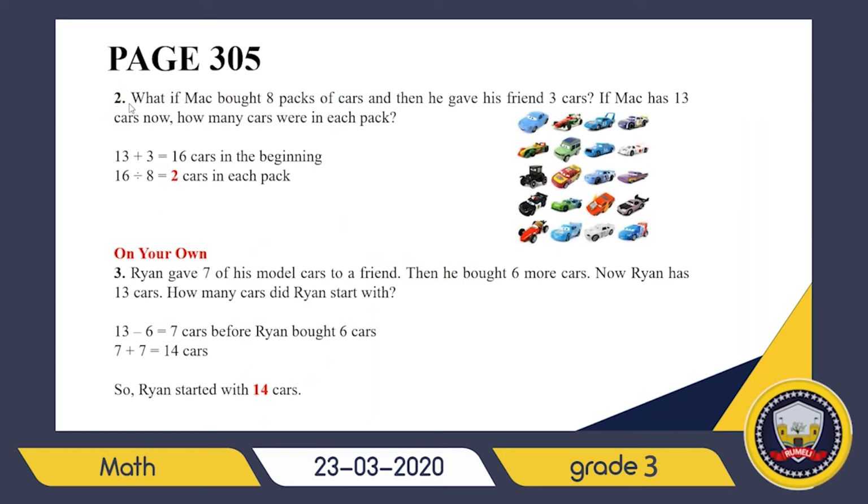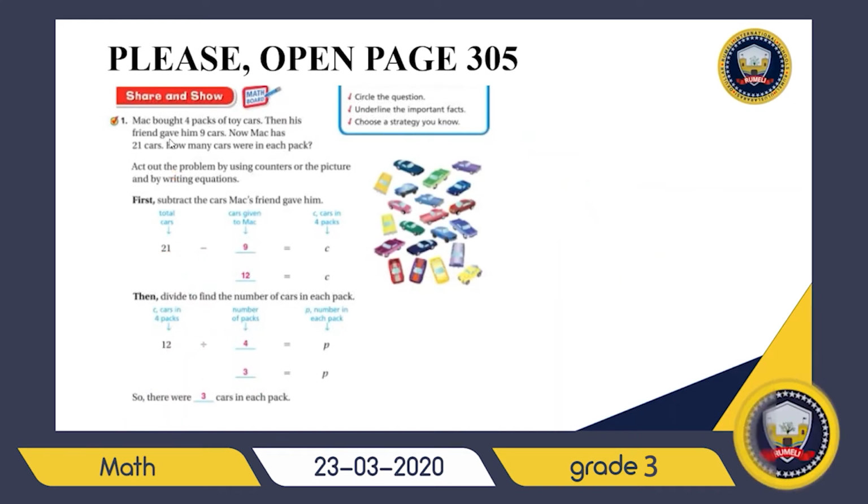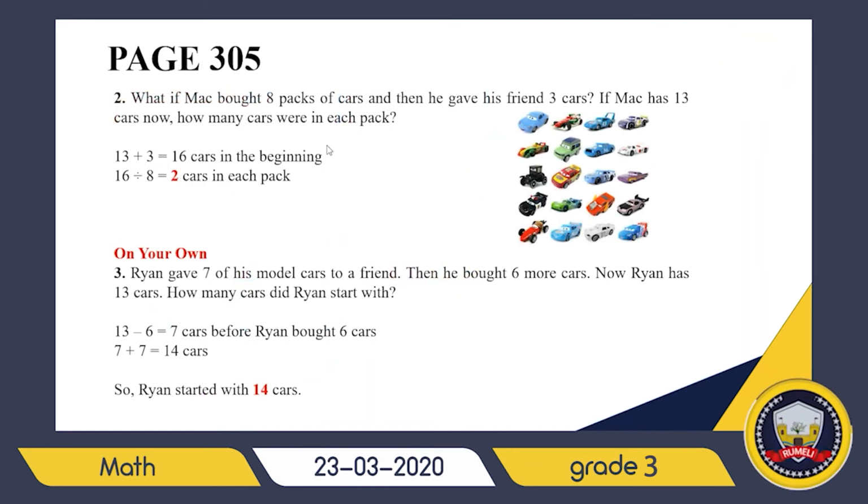Question 2. It says, what if Meg bought 8 packs of cars and then he gave his friend 3 cars? If Meg has 13 cars now, how many cars were in each pack? Be careful. In the first question, let's check the first question. His friend gave him 9 cars. But in the second question, he gave his friend 3 cars.